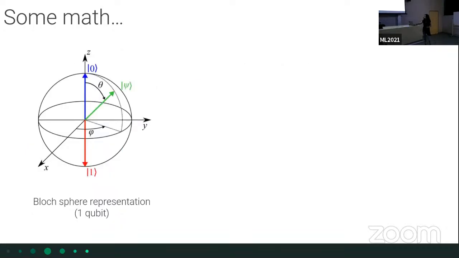Just to be clear, some math: one qubit state can be represented with what is called a Bloch sphere. This representation only works for one qubit, but it's quite interpretable. That's why I include it here.